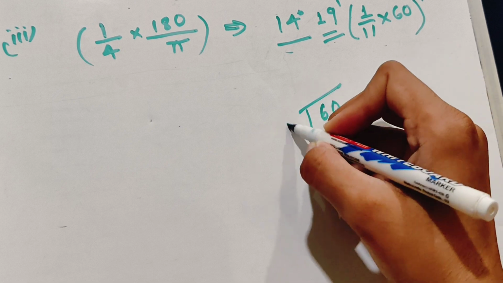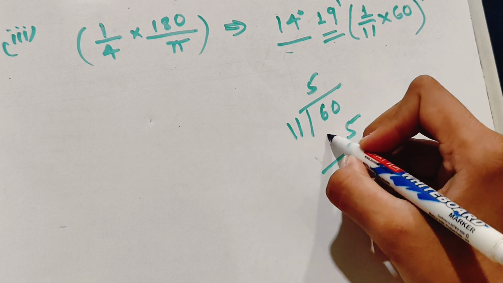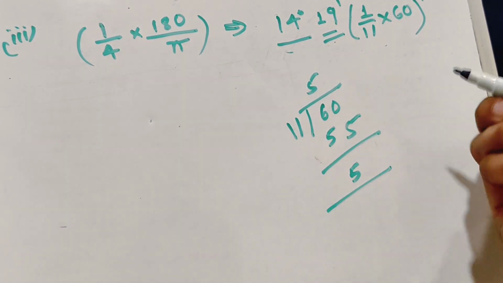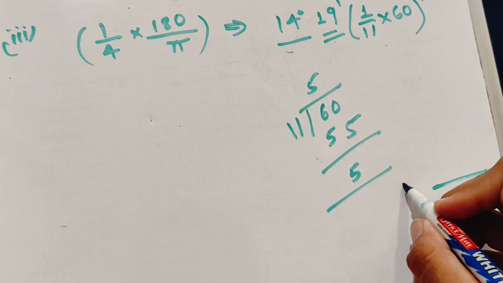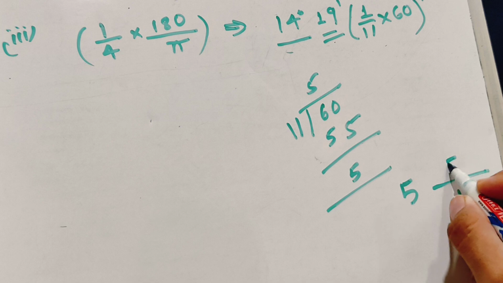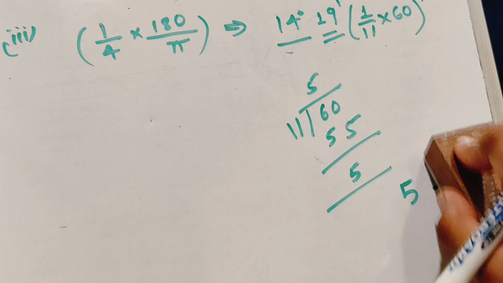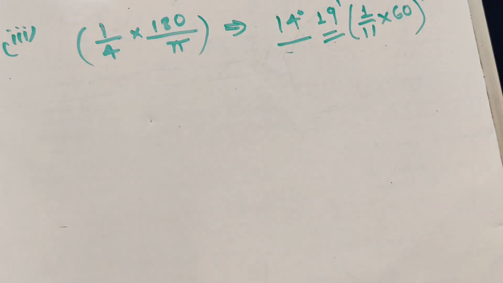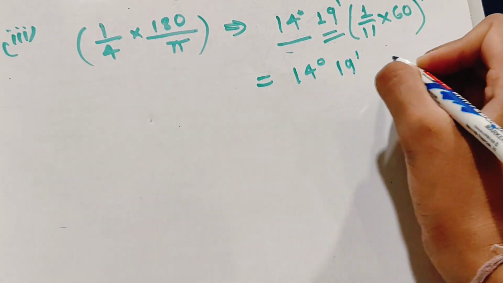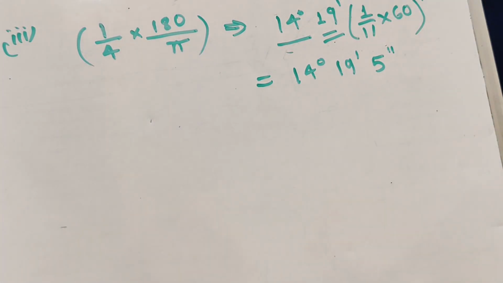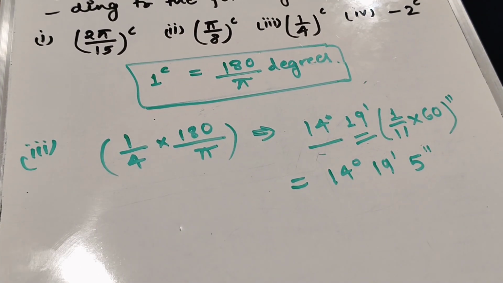Let's solve this. So 60 divided by 11, 5 times 55, 5 is the remainder. So the denominator 11 will remain the same, multiplied with 5 and then add 5. So this will become 14 degrees, 19 minutes and 5 seconds. Right? That's how you solve the third question.